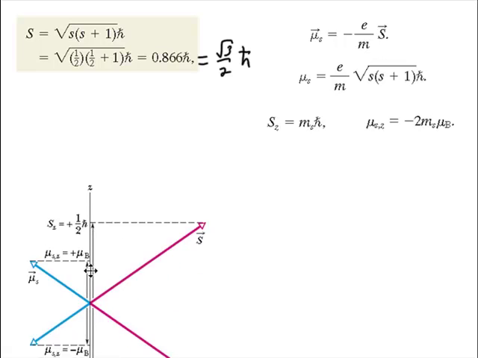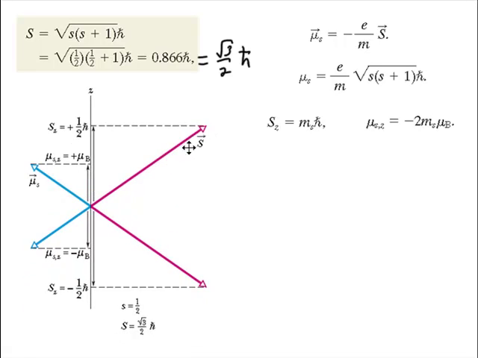So here we have a picture showing the 2 possible orientations for spin angular momentum and their corresponding magnetic dipole moments. Notice they're opposite in direction from the spin because the electron is negative. The total magnitude of the spin angular momentum is always the square root of 3 over 2 h bar, but the component along the z-axis is either plus 1/2 h bar or minus 1/2 h bar.